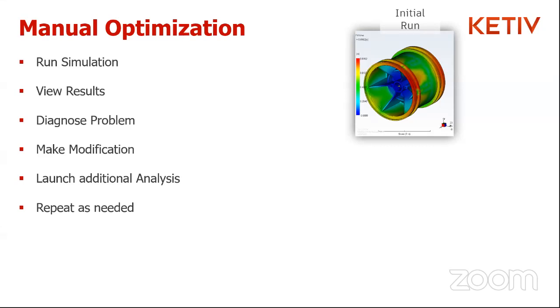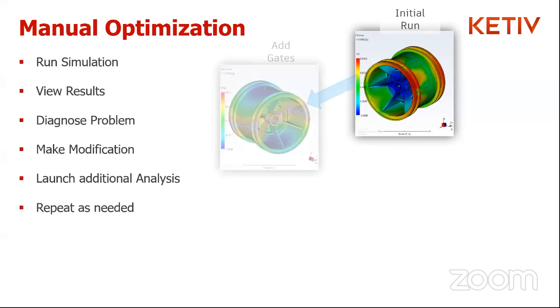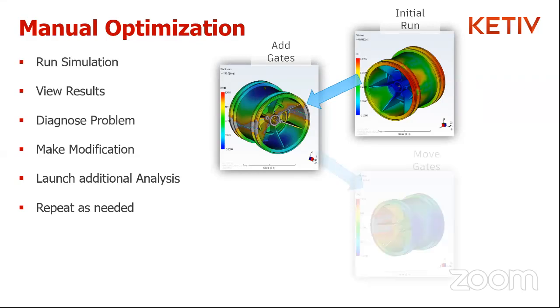You're going to run your analysis, view your results and everything, and then you say, well, okay, I'm not happy with the weld lines that I see on this, or the fill time on this. So I'm going to add another gate, right? The fill time isn't even, so I'm going to add another gate. Now, if you're going to add another gate, that's going to add another weld line, which is not ideal.